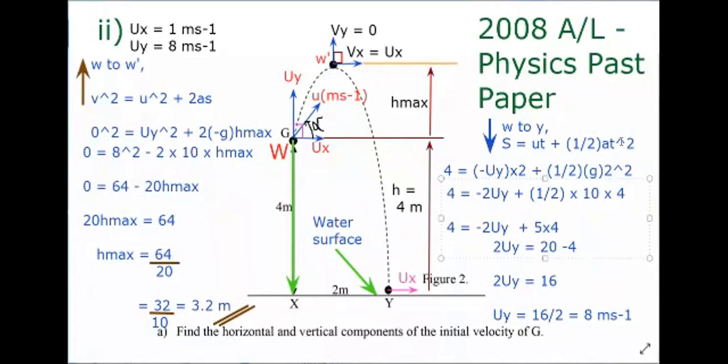The question asks for the maximum height. This is what they ask: maximum height from the water surface. So you should find the maximum height from the water surface. Maximum height from the water surface means the summation of this 4 meter, h, and h max.